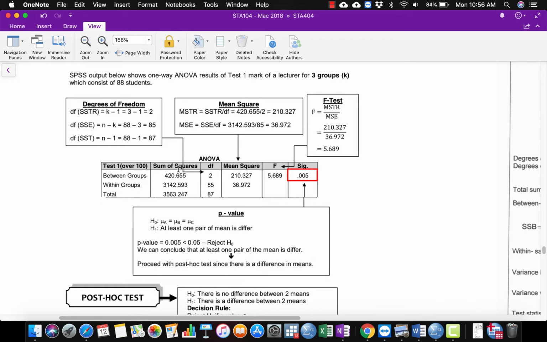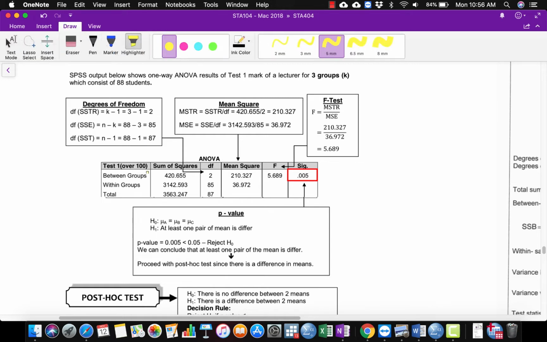And the second column is the sum of squares, right? This is the sum of squares for between group, and the second one is the sum of squares within group, and this is the sum of squares total. Sum of squares total means that you add 3,142 and 420, then you get 3,363. And beside the sum of squares column, you have degrees of freedom, right?